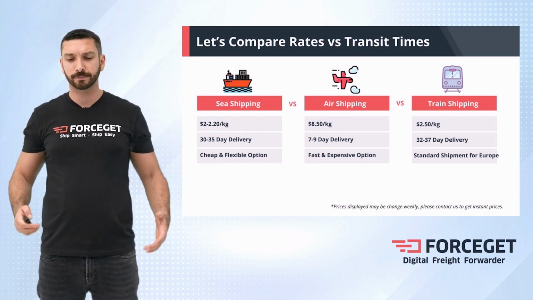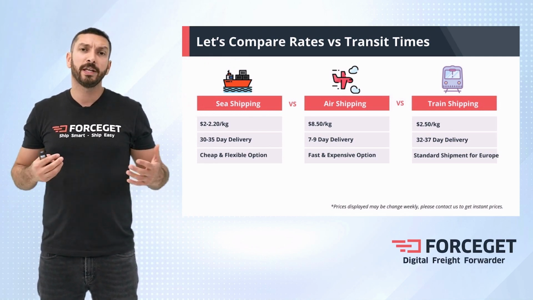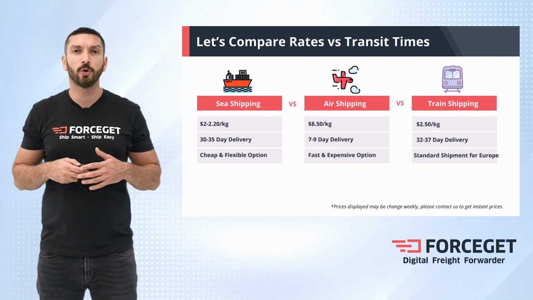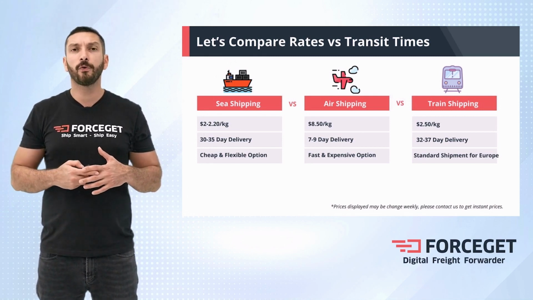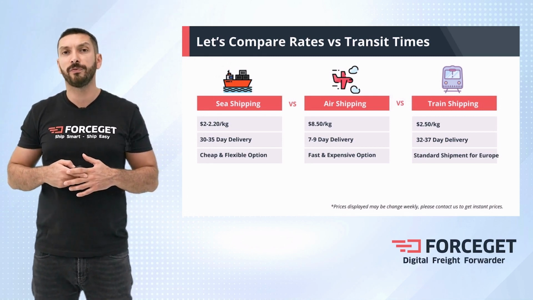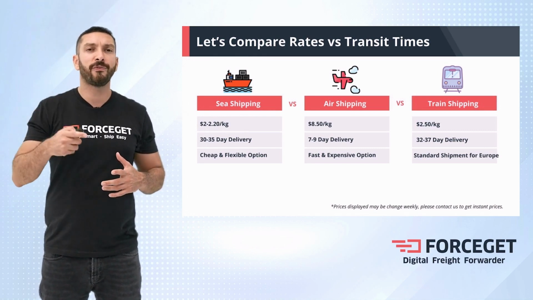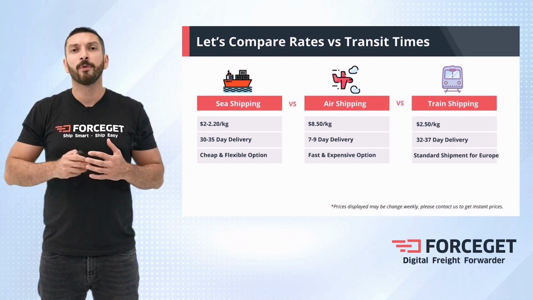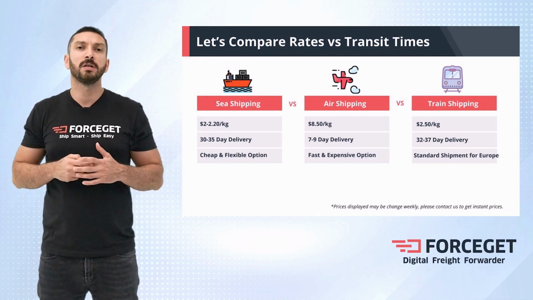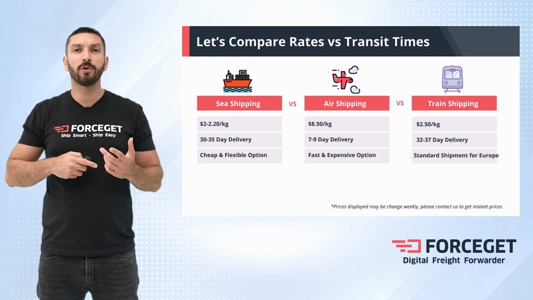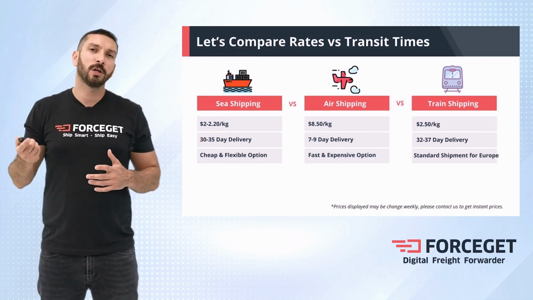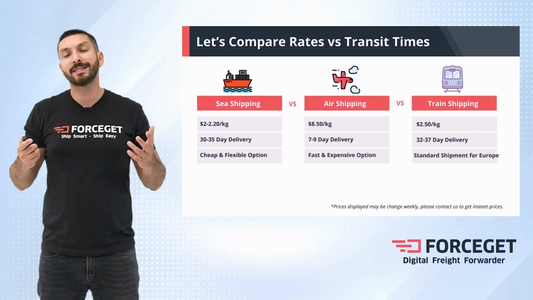If you're looking for a cheap but slow shipment, obviously ocean freight will be your first choice. If you don't want to run out of inventory, then the fast and expensive option is air. If you are selling in Europe or other locations that you can reach cross-border by train, it could be an option. If you haven't tried it, it could be a little more tricky, but it's still worth getting the pricing.